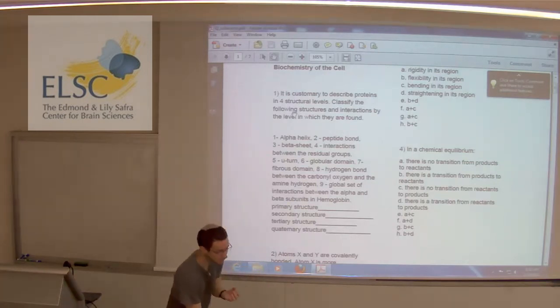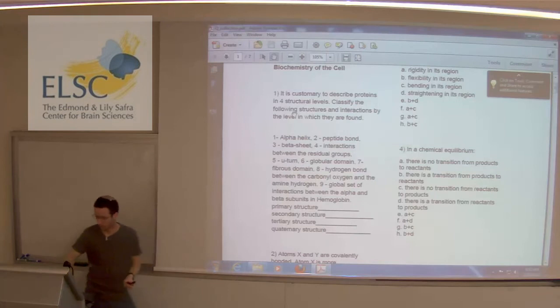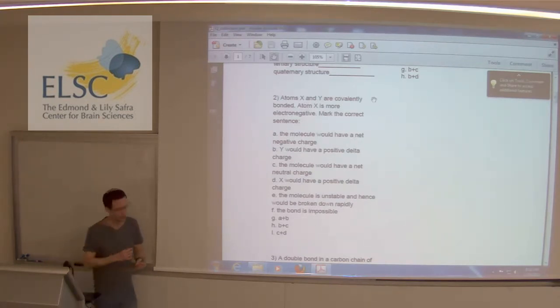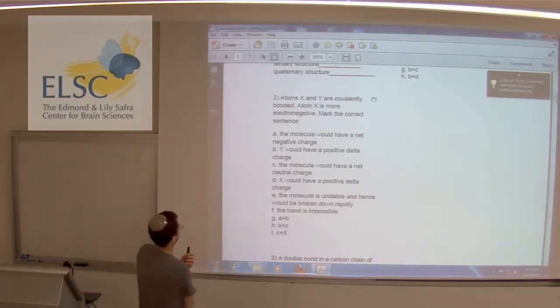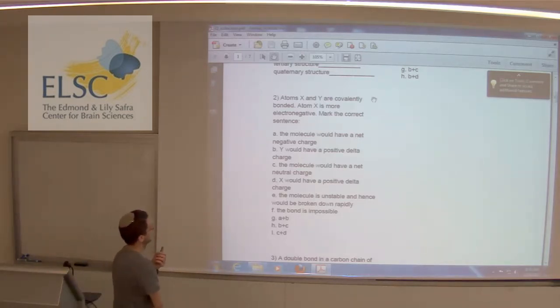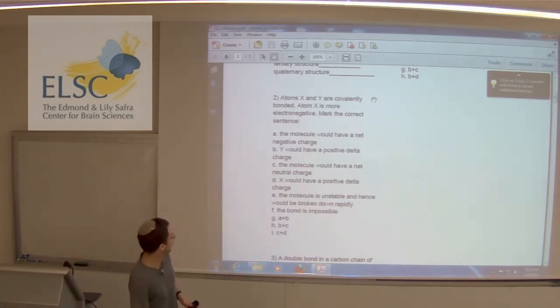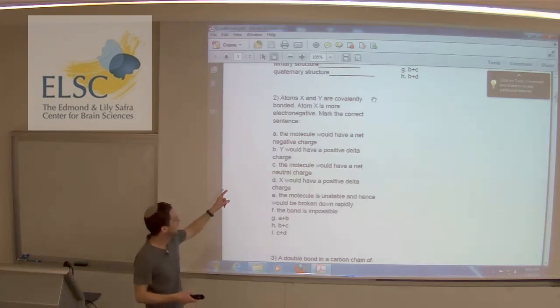Okay. So this is a long question. Atom X and Y are considered covalently bonded. Atom X is more electronegative. Mark the correct sentence. Okay. So what do you think?